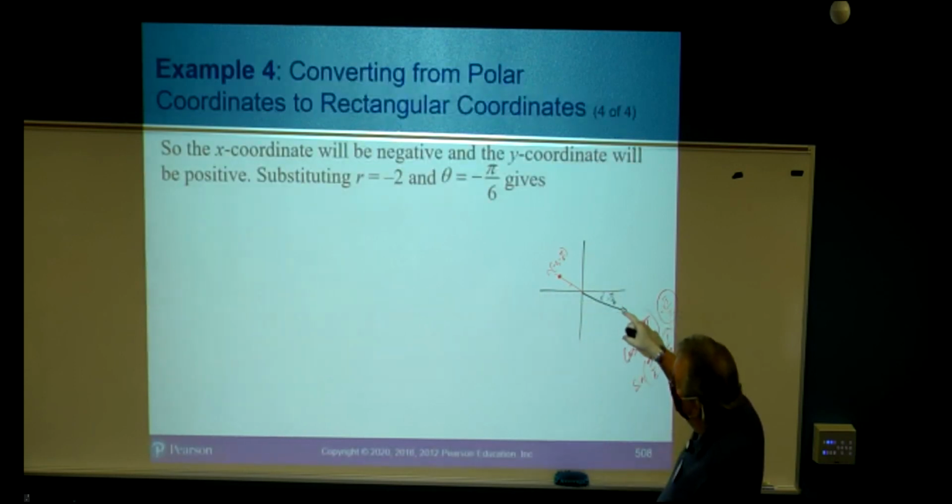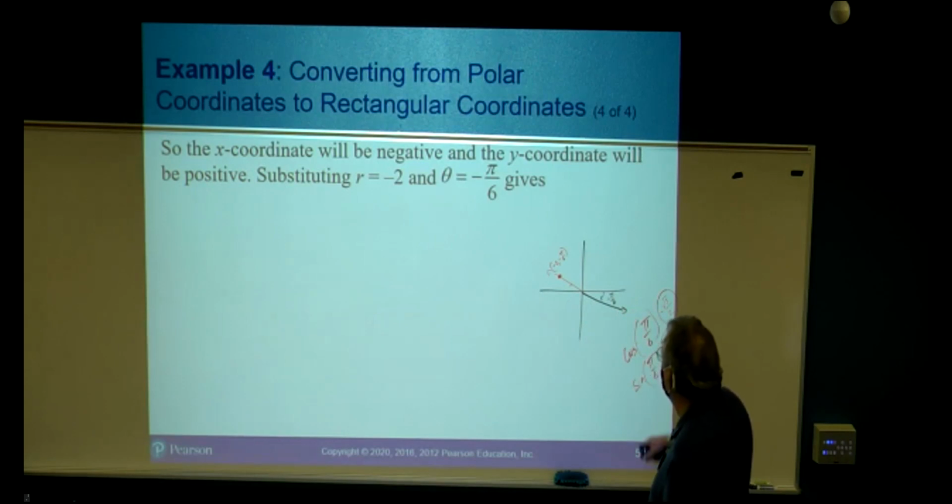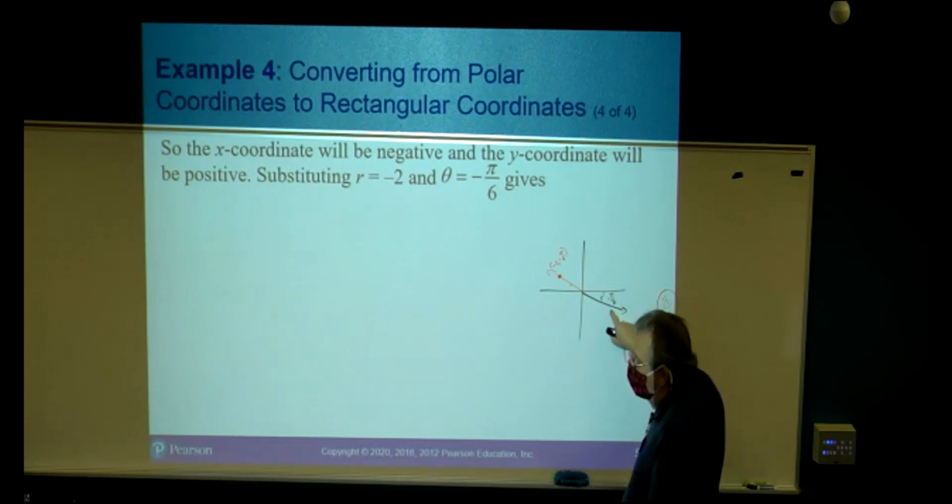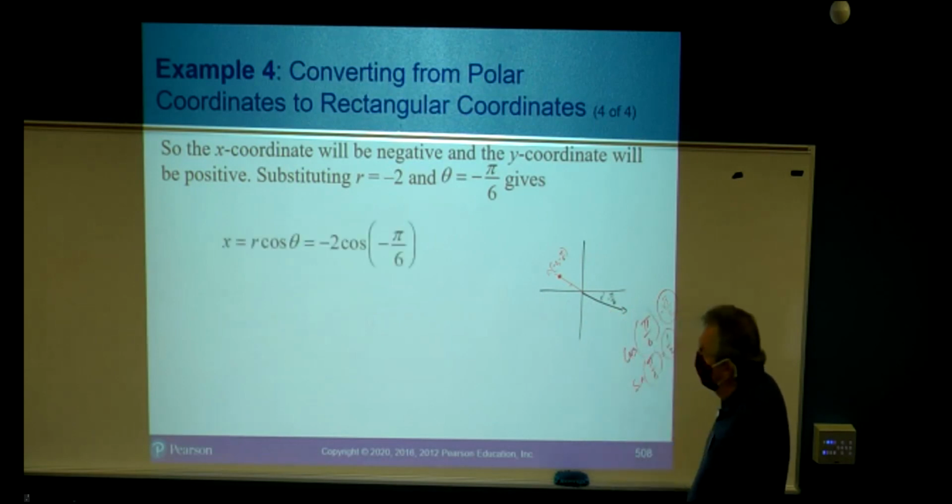And so the x coordinate will be negative, the y coordinate will be positive, substituting negative 2 for r. Okay, so they're going to go ahead and use negative pi over 6. The cosine of negative pi over 6 is the square root of 3 over 2. And the sine of, okay. And so they get a negative square root of 3, which is supposed to be negative.